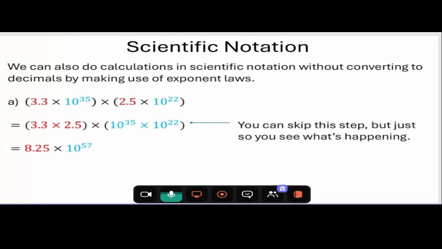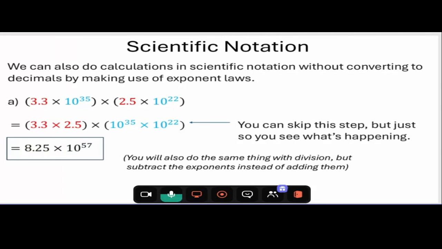There are some extra little twists that can come up there. If you get a number that is bigger than 10 or smaller than 1, you have to make an adjustment. I'm going to leave it for you to look at that. It doesn't come up very often in this course, but it is something to be aware of. That's our final answer. I got one more slide. Oh yeah, same thing with division, but you subtract the exponents instead of adding them. Okay, that's the end of this monster lesson, finishing our exponent laws and also talking about scientific notation.